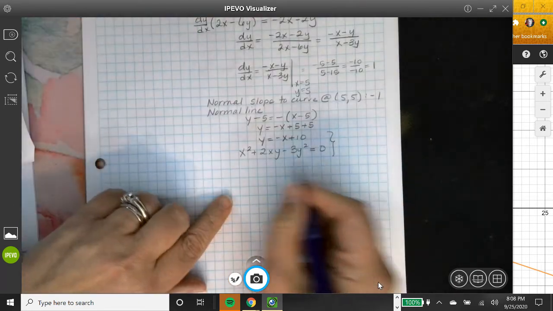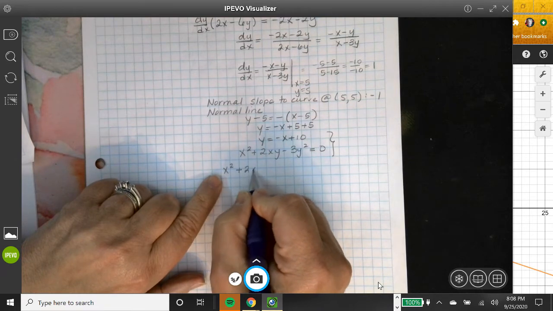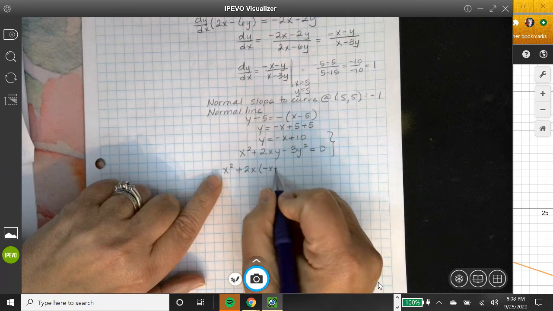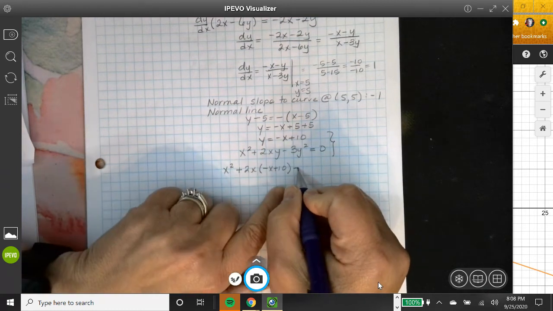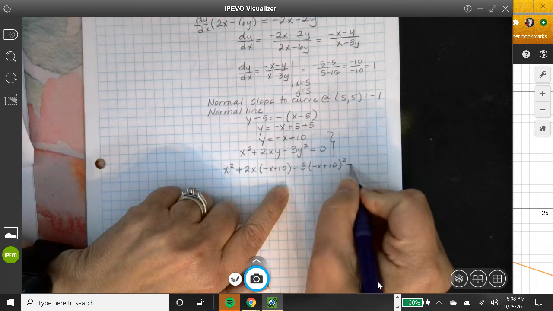So here it goes. I'm going to take x squared plus 2x, and where I see y, I'm going to put negative x plus 10. Negative x plus 10, minus 3 times the quantity negative x plus 10, squared, equals 0.